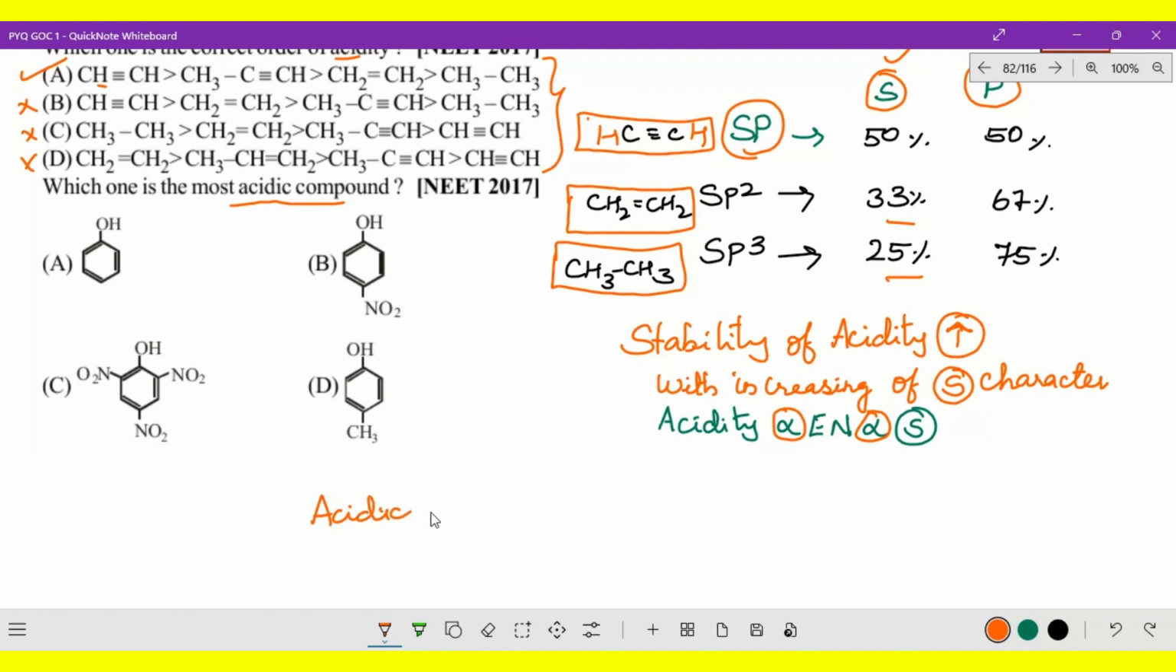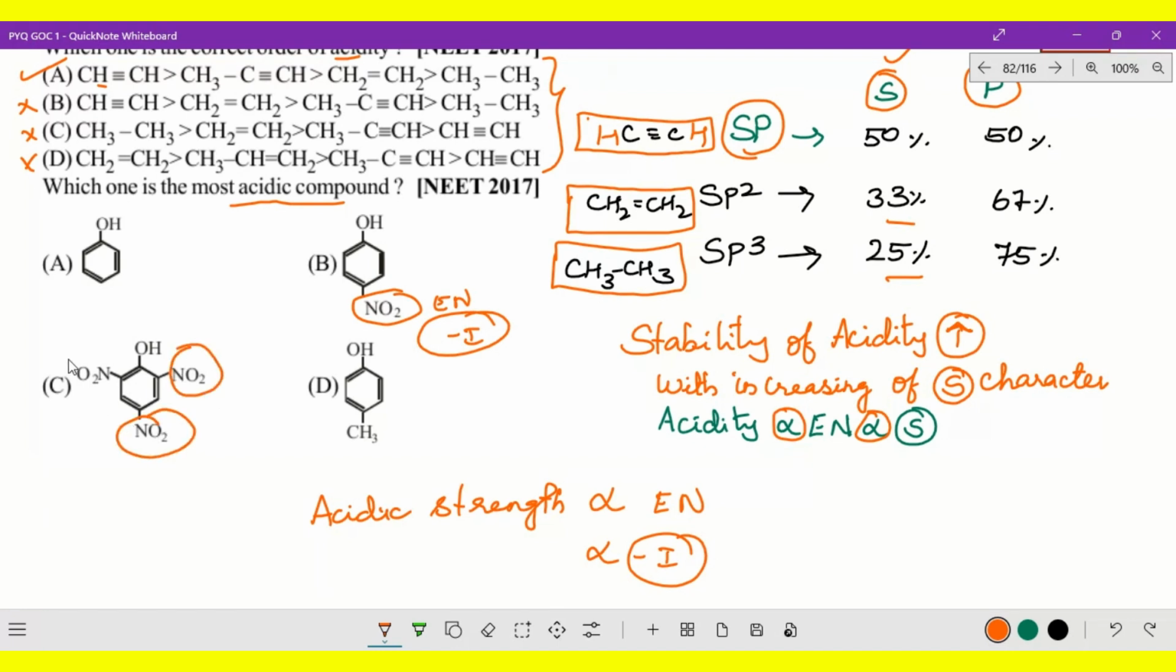Acidic strength is directly proportional to electronegativity, and also directly proportional to minus I character. So minus I character, how do we identify? The more electronegative group which is attached, naturally it is minus I, inductive effect minus I, right? So the nitro group is a more electronegative group, so it has minus I character. And the same way three nitro groups are there, so naturally this has more minus I character.